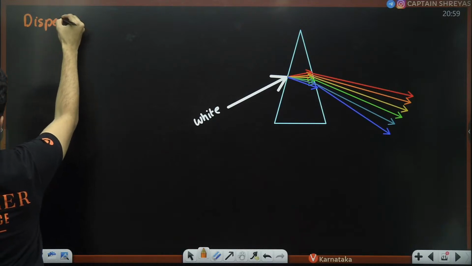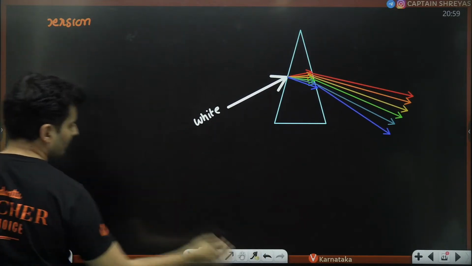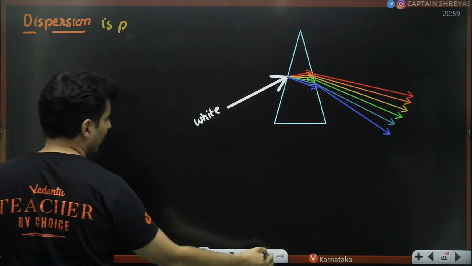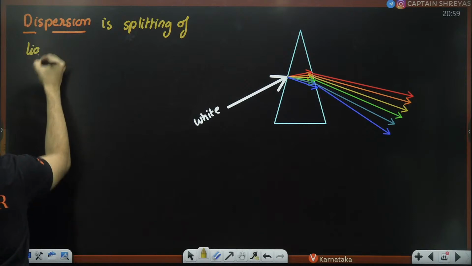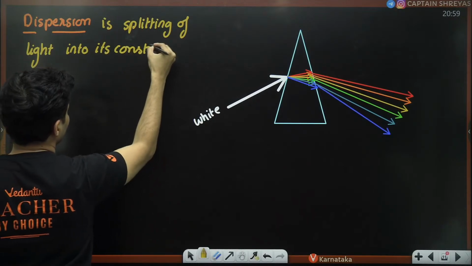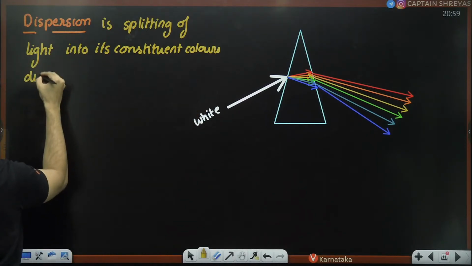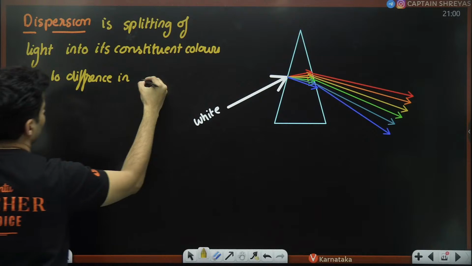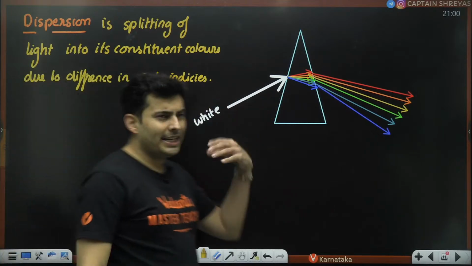So dispersion: what is dispersion? It is basically the splitting of light into its constituent colors, due to difference in the refractive indices. Actually, white is not a pure color.